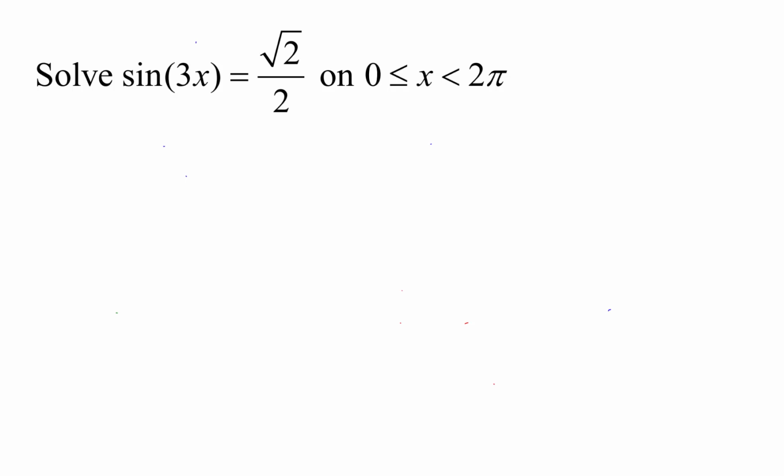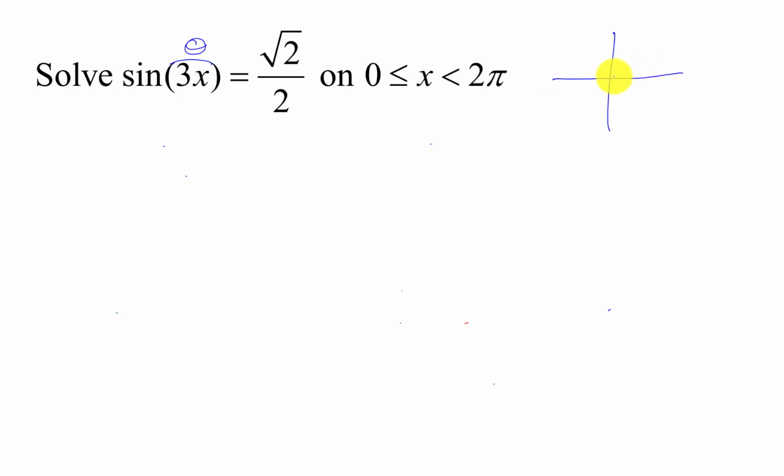We want to solve sine 3x equals square root 2 over 2 on the interval from 0 to 2 pi. First of all, let's just think about this as theta for a minute. Sine theta equals square root 2 over 2. So where between 0 and 2 pi does the sine equal square root 2 over 2?